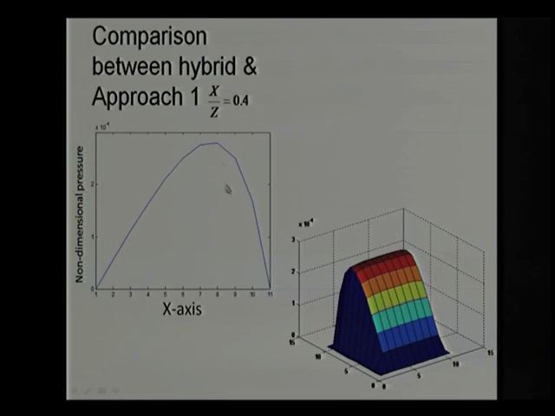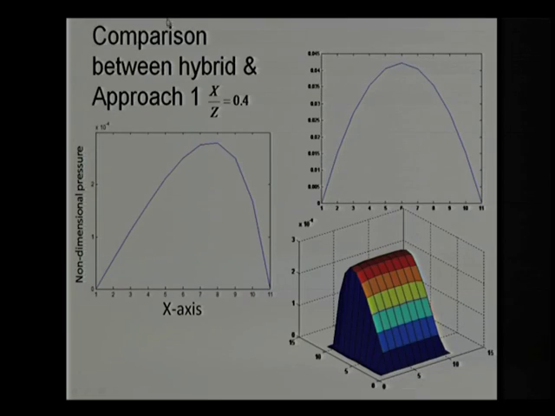of the z dimension, the hybrid approach gives a much lower value compared to the non-dimensional pressure obtained by approach 1, which is a drawback of approach 1. Even though this ratio is not a very high value in this case, still this approach is not giving good results, right.